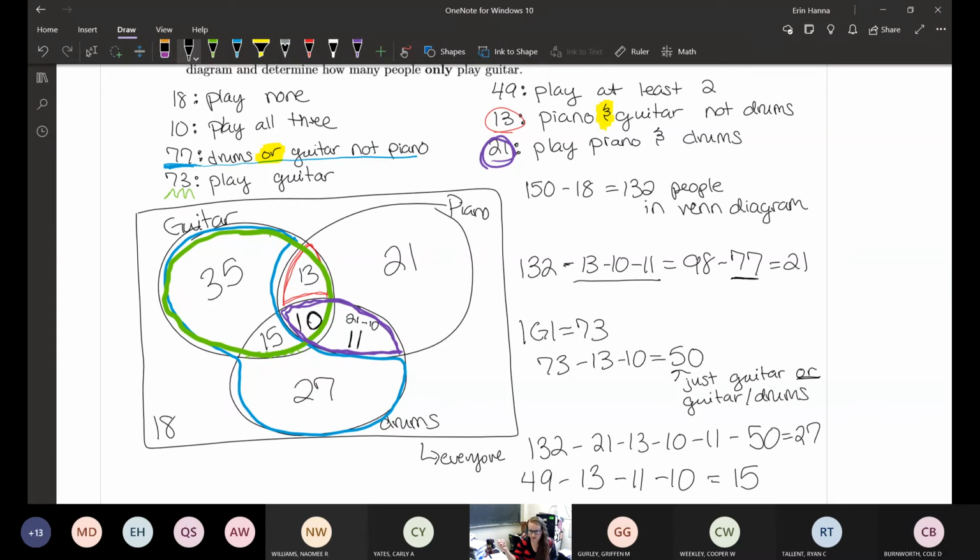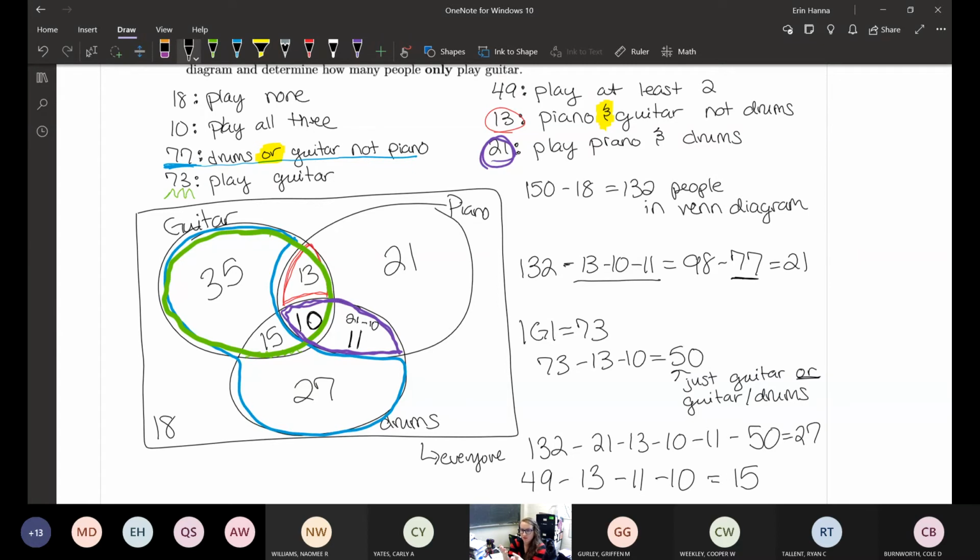Questions, concerns about that? A lot to think about in that question. So again, if you're ever presented with a question like this, know that their phrasing has to be specific. So like Ryan asked with the play guitar, does that mean that they just play guitar? No. When it says play piano and drums, it doesn't say anything about guitar, so they could play guitar, they could not play guitar. If they want to be, they have to be specific here.